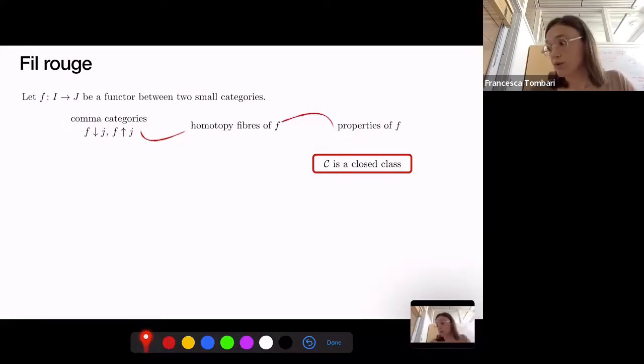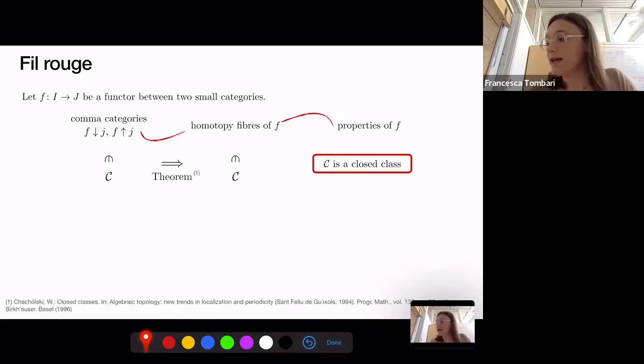But what do we want to do with this closed class? Well, it happens that if these categorical fibers are in this closed class, then also the homotopy fibers of the functor are in the same closed class. This is a theorem, and you can find it, and here you have a reference. That is a work of Wojciech of a while ago.